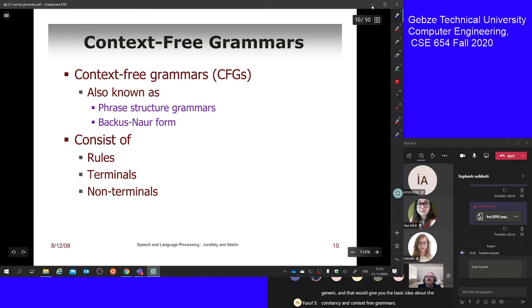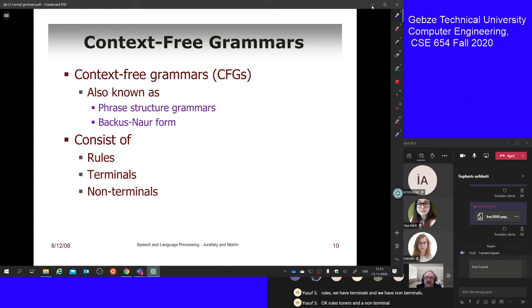Okay, so let's check the context-free grammars in that case. Context-free grammars, as I said before, is a formalism that you already know from the programming languages courses. Also, sometimes they are called phrase structure grammars or Backus form. In a given context-free grammar, we have three components: rules, terminals, and non-terminals. Okay, rules, terminals, and non-terminals.